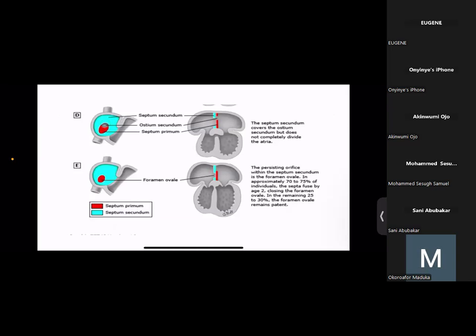It actually leaves a little space. And this orifice that persists in the septum secundum is known as the foramen ovale. It is a space that helps in fetal circulation for blood flow from the right side to the left side to get into the systemic circulation, because the blood has already been oxygenated by the placenta before it got into the right atrium. So this foramen ovale is important in the fetus.